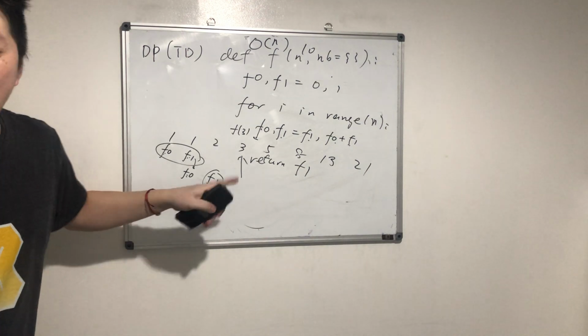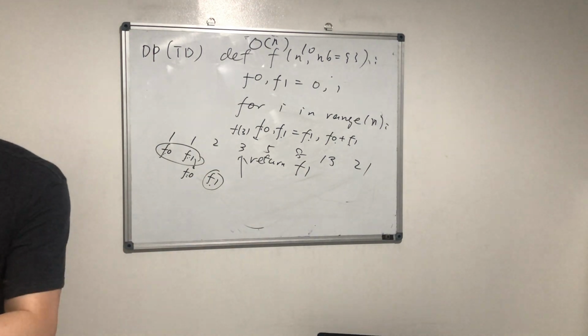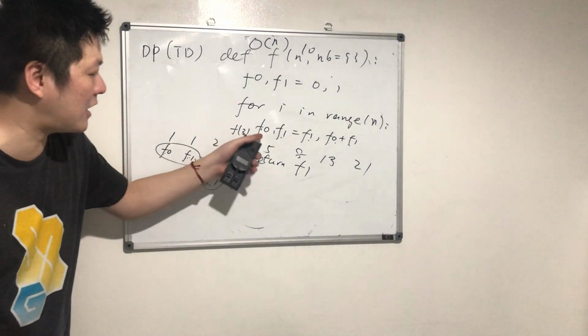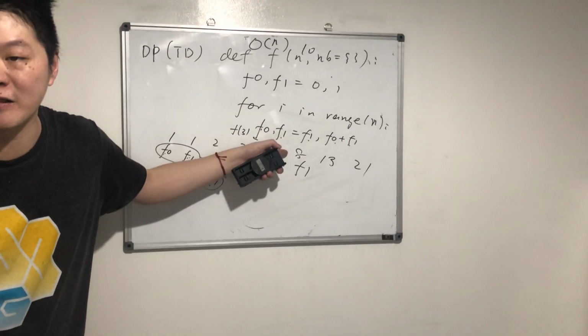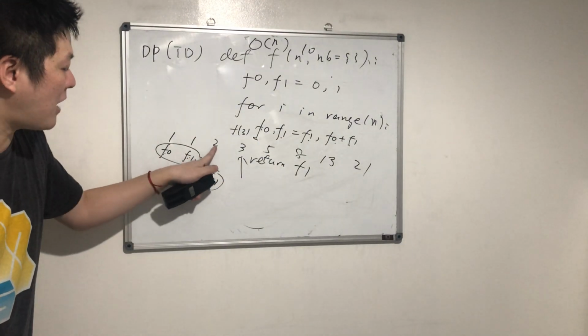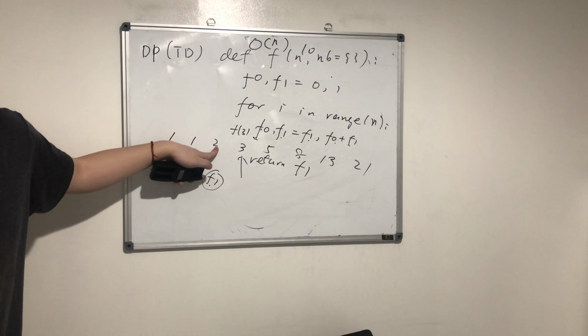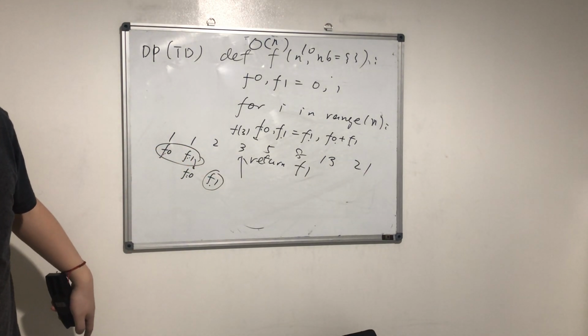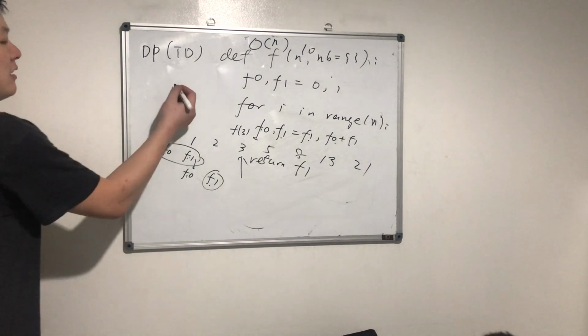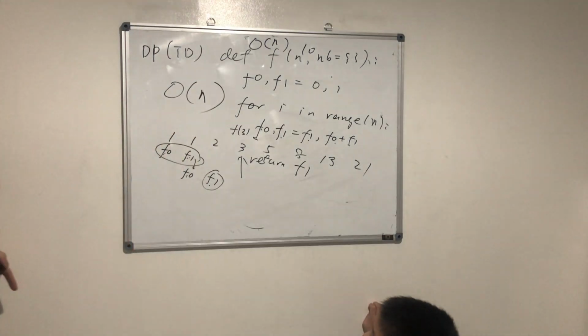It's also dynamic programming, because it reuses the intermediate values. You see, for F2, you only calculate once. It doesn't calculate again and again. So the complexity is also O(n).